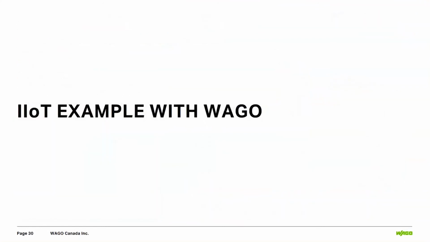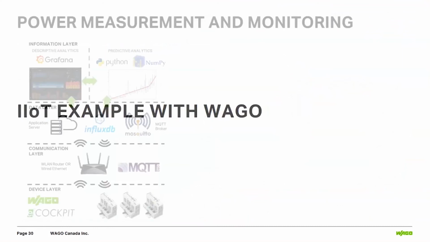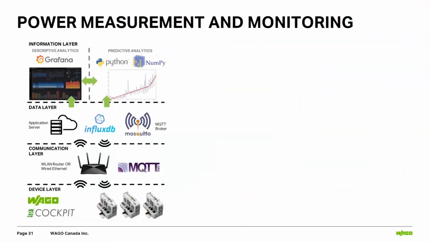So what's an IoT example using WAGO? So here we're going to look at power measurement and monitoring. And the goal of an IoT approach is to really generate long-term real-time data and to use a descriptive analytics process to provide a big picture about energy consumption. And this can include alarms regarding potential instabilities or issues with the facility, but it could also include just overall strategies for cost savings, right?